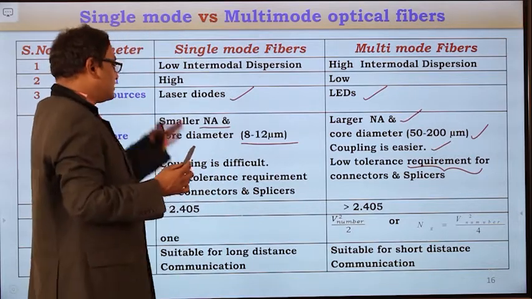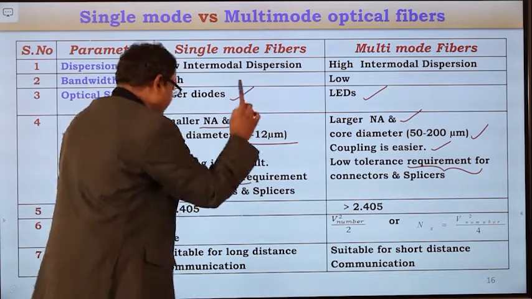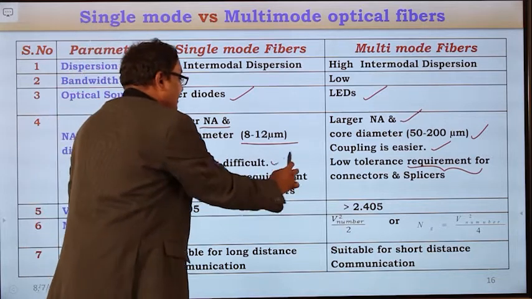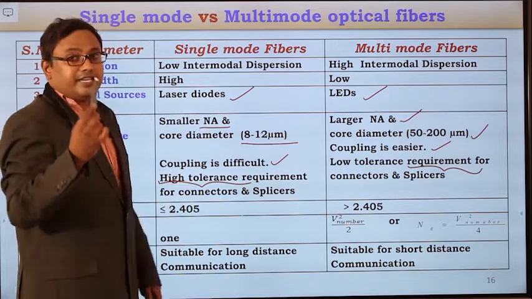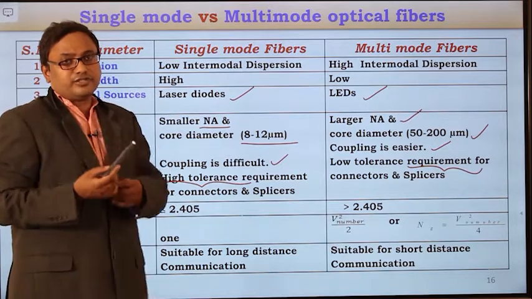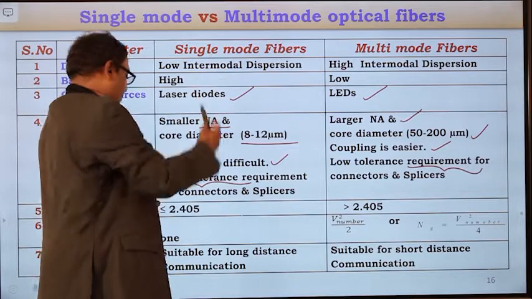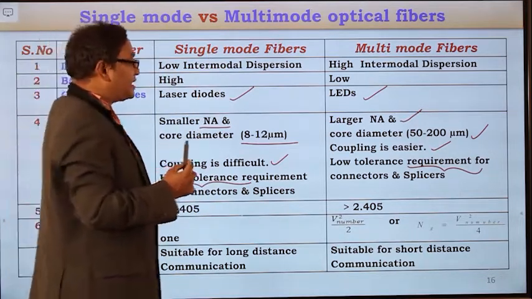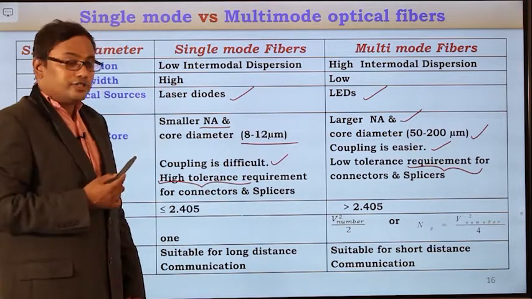But for single mode fibers there is a high tolerance requirement for connectors and splicers, because the coupling is difficult because of its smaller diameter. And then the V number: what the V number is we'll discuss in future sessions, but remember the V number value for single mode fiber is less than or equal to 2.405, whereas for multi-mode fibers the V number value is greater than 2.405.